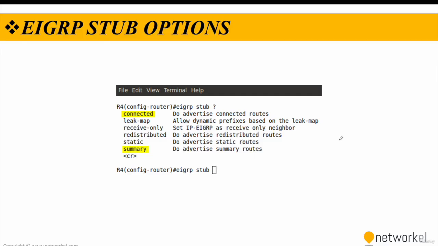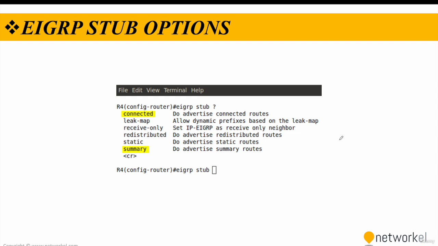By default, an EIGRP stub router shares certain types of routes with its neighbors. Specifically, a stub router in EIGRP will share the connected routes. These are the directly connected networks on the stub router. These routes are shared to allow other EIGRP routers to know which networks are reachable through the stub router. And by default, a stub router will also share summary routes. Summary routes are aggregated routes that represent multiple subnets.